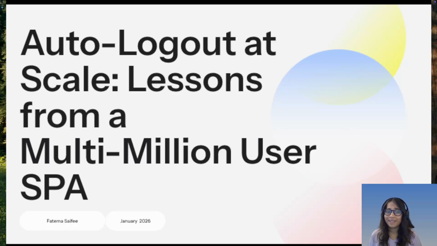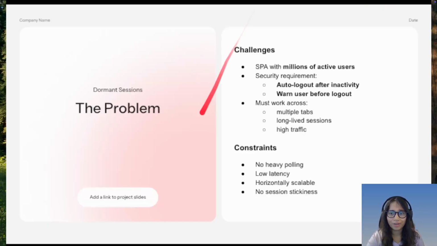I want to talk about a problem that sounds simple on paper, auto logout, but gets surprisingly hard once you are operational at scale. This isn't about theoretical security models. This is about what actually works in a real SPA, a single page application with millions of users, long lived sessions, and real production constraints. For example, your servers are stateless instead of stateful, so you cannot afford WebSockets constantly interacting with the server. Let's look at what the problem was and how we solved it.